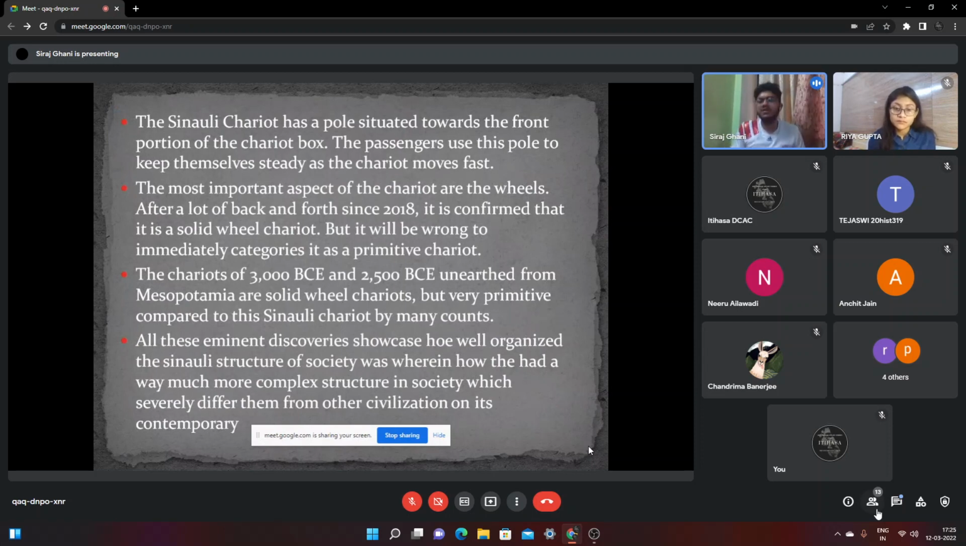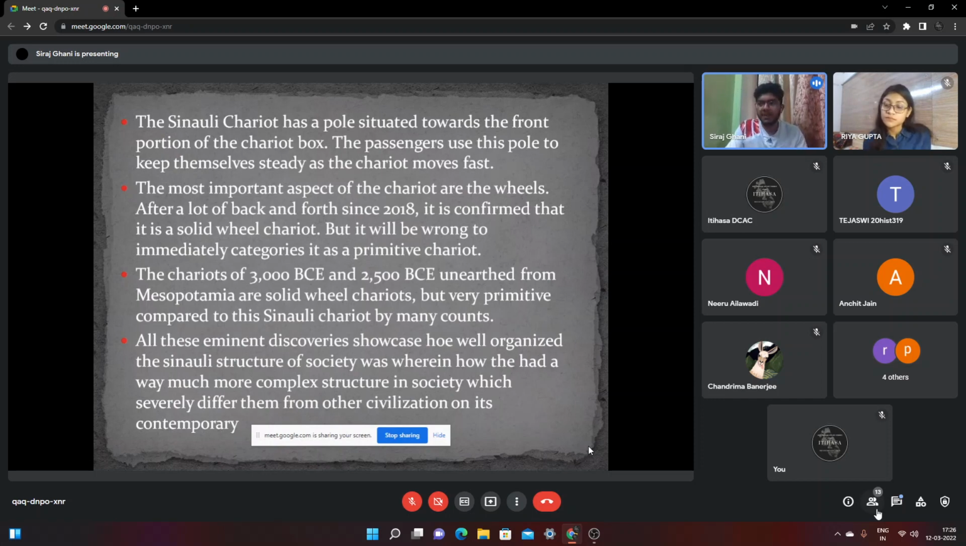Well, the Sinauli chariot has a hole situated in front of the chariot box, wherein only two passengers can be accommodated. In the Aryan civilization, or in the Mahabharata period, there was a separate seat for the driver, the rider of the chariot, and three people could be accommodated in that chariot. So the chariot of Sinauli was fairly inferior in terms of advancement compared to the Mahabharata or Aryan technology.